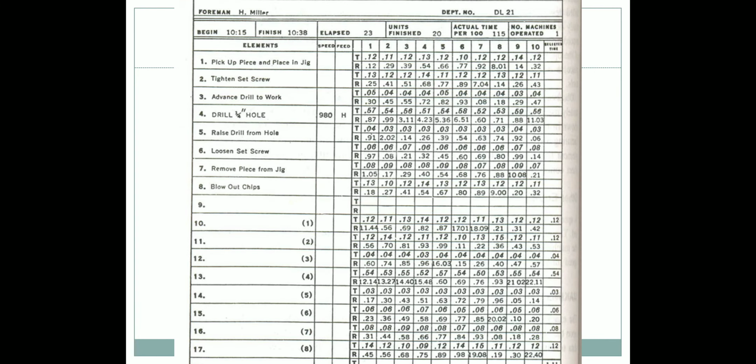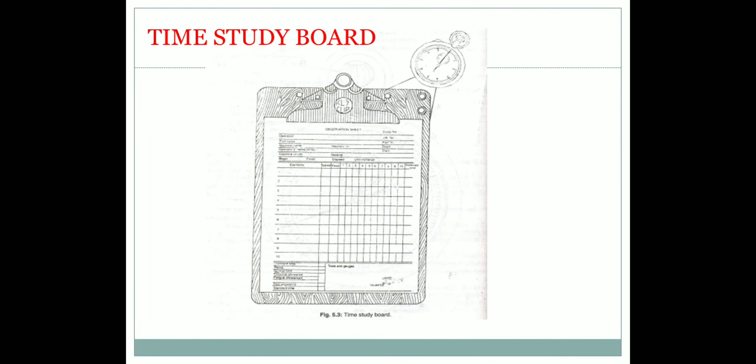This is the time study sheet, the field time study sheet. Now we will move to the third part, that is the time study board. The time study board is simply a flat wooden board, usually of plywood or any suitable plastic sheet. It should have fittings to hold the stopwatch and the time study form.